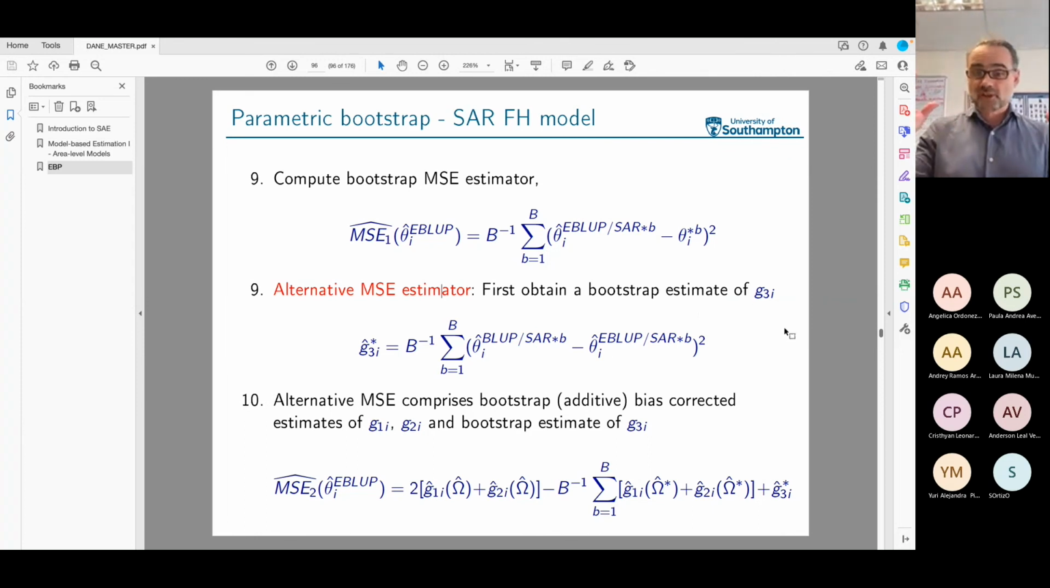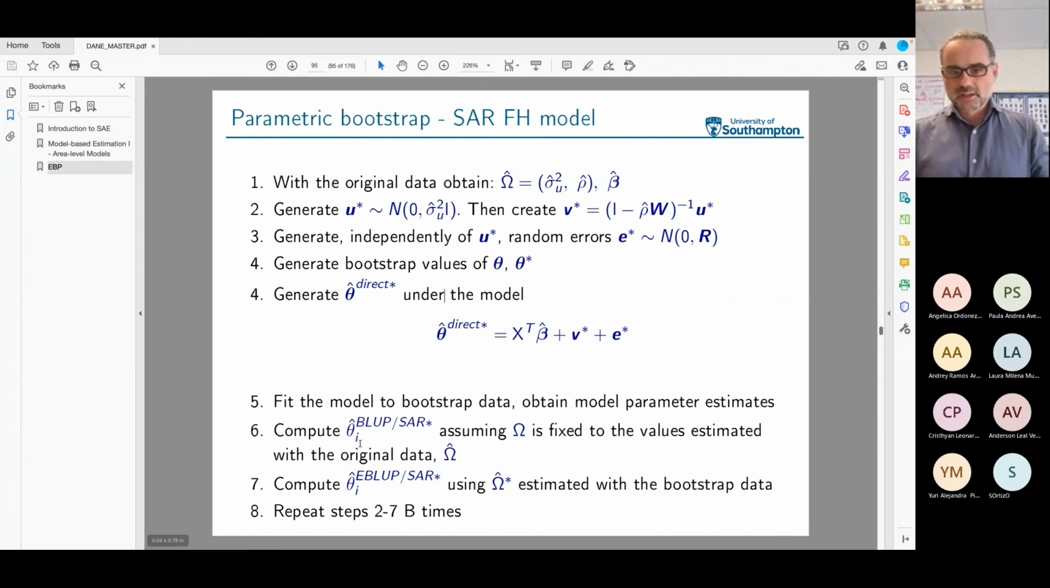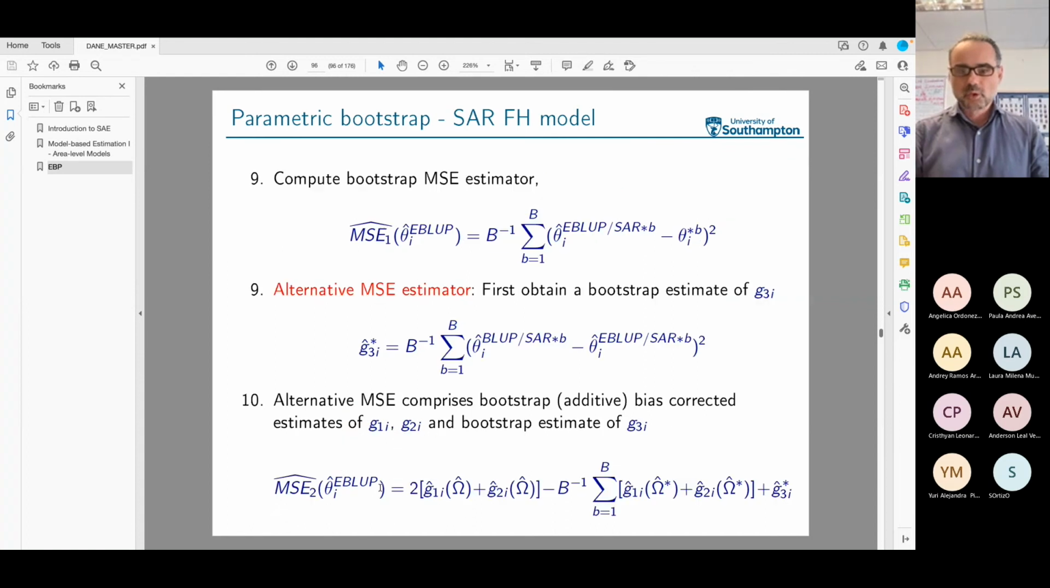What is a bootstrap estimate of G3? Well, remember that G3 is capturing the difference between the blob and the E blob. So how much uncertainty I'm going to introduce by estimating the model parameters. And we can do that. Remember that as part of our bootstrap, we have calculated the theta hat I blob, we have calculated the theta hat I E blob. And so what we can do is just get this difference between the blob and the E blob.